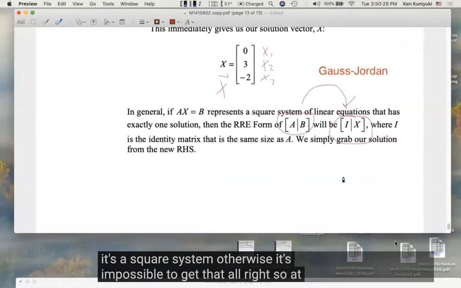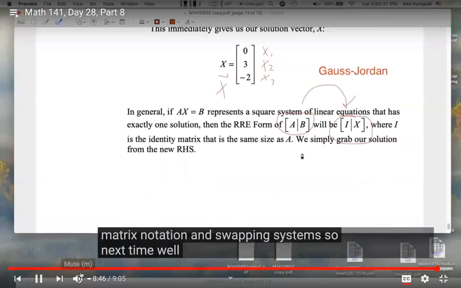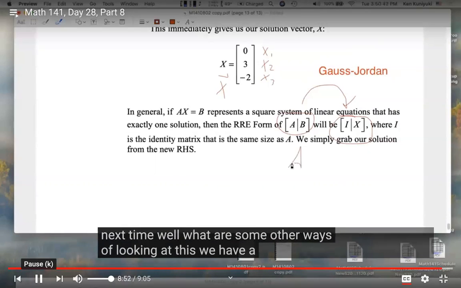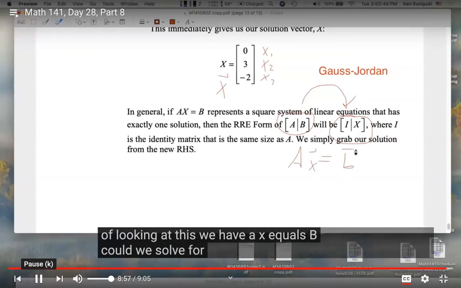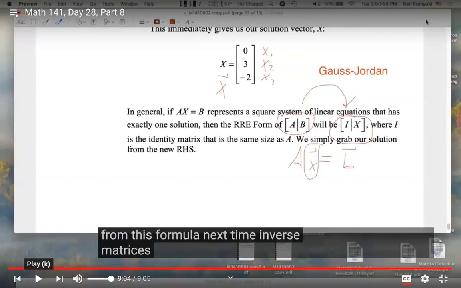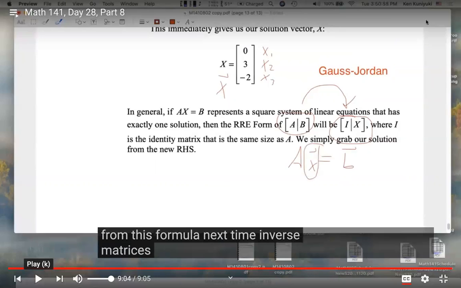All right. So at the end here, I was basically connecting matrix notation and solving systems. So next time, well, what are some other ways of looking at this? We have AX equals B. Could we solve for X? In a way, yeah, just from this formula. Next time, inverse matrices. Now, bear in mind, the next section, 8.3, is optional. You don't have to do any homework on that. But still, it's good to preview that. So let's look at that. Any questions? Feel free to put questions in chat. Again, 8.3 is optional.